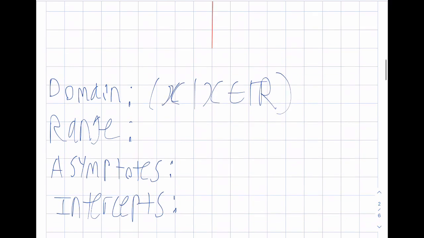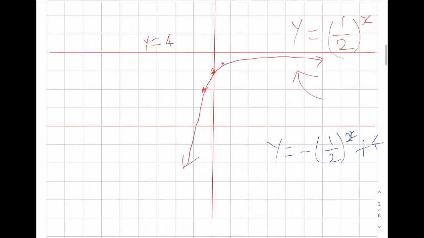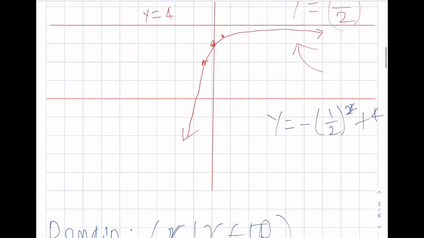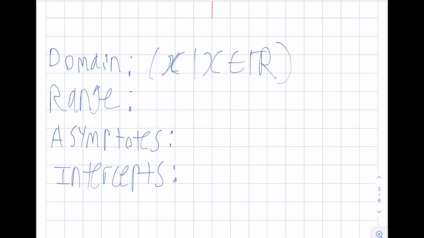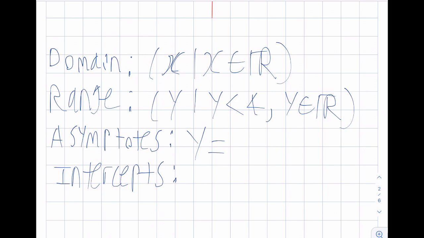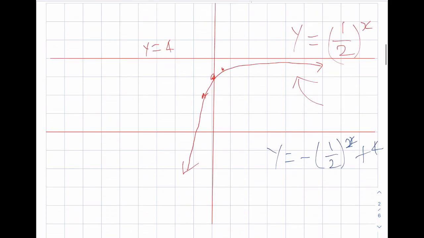Now, range. So it goes on forever downward, but it doesn't go over y is equal to 4. So we can say that our range is y has to be smaller than 4 while being a real number. Now let's look at asymptotes. Of course, we have y is equal to 4 drawn right here, and we won't have a vertical asymptote.